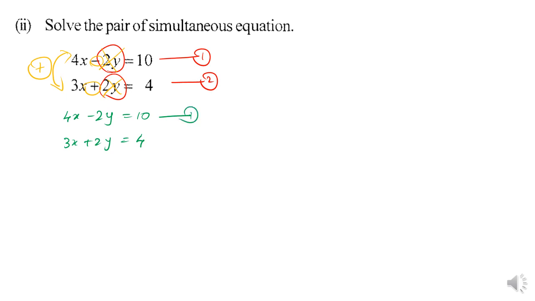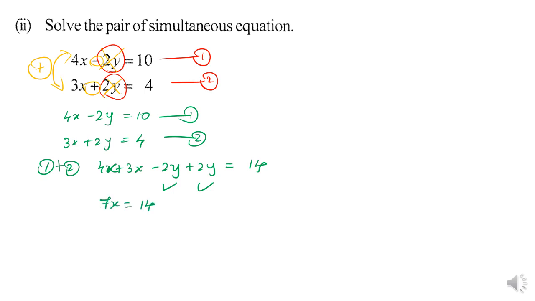You have 1, you have 2, and you add 1 plus 2, then you get 4x plus 3x, minus 2y plus 2y, 10 plus 4 is 14, and then these are going to cancel out, these are going to be 0, right? Therefore we get 7x equals 14, and then we divide both sides by 7, and you get x is equal to 2, and then we substitute this 2 into the first equation.